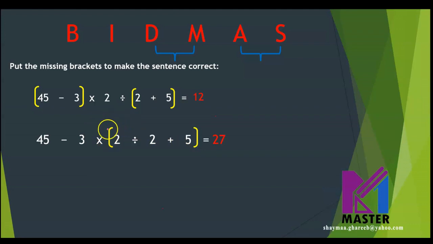In this case, I will start with these calculations. So the 45 stays as it is, minus 3 times 6. How do we get the 6? 2 divided by 2 equals 1. 1 plus 5 equals 6. Now I have subtraction and multiplication. So 45 minus, which one should I do first? The multiplication, of course. So it will be 45 minus 18. 45 minus 18 equals 27. Is this clear? So in this case, we have the bracket on two operations.